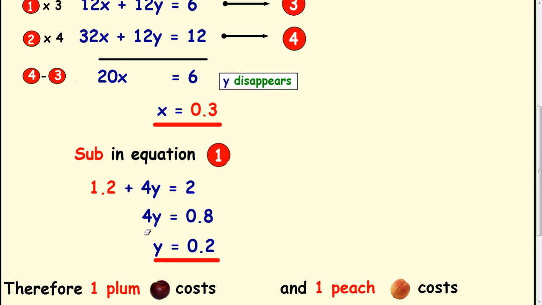Now make sure you answer the question. The question asks for the cost of a plum and the cost of a peach. So the plum was 0.3, so £0.30 or 30 pence. And the peach was £0.20 or 20 pence.